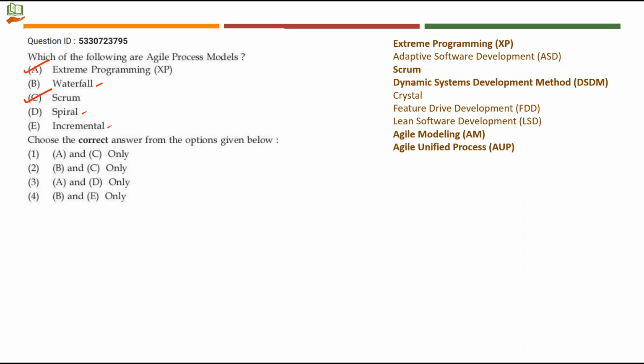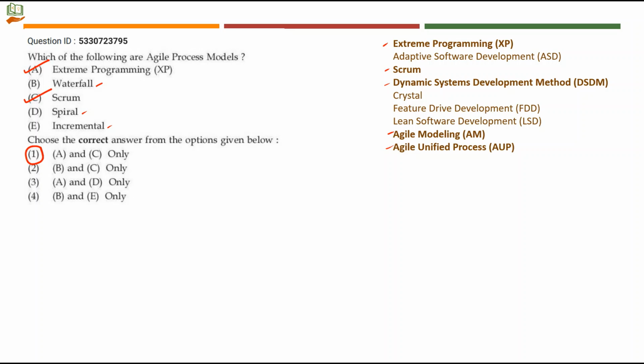We have extreme programming, adaptive software development, Scrum, dynamic systems development method, Crystal, feature driven development, lean software development, agile modeling, and agile unified process. Now why have I highlighted a few models? These models are available in the latest editions. The rest of the models belong to some old editions. So the option that involves A and C will be option number 1. Option number 1 will be the right answer.